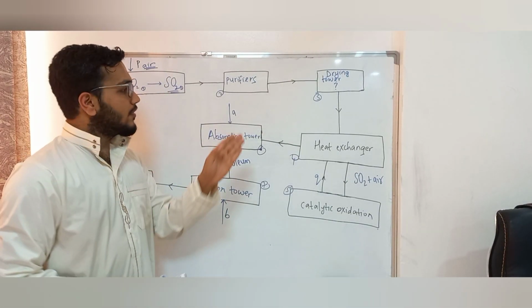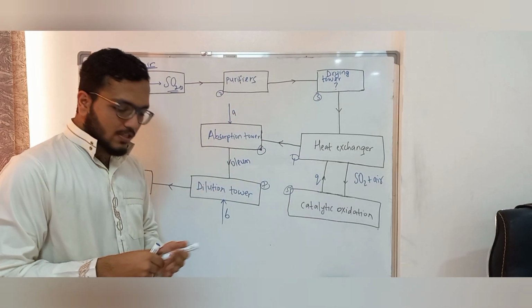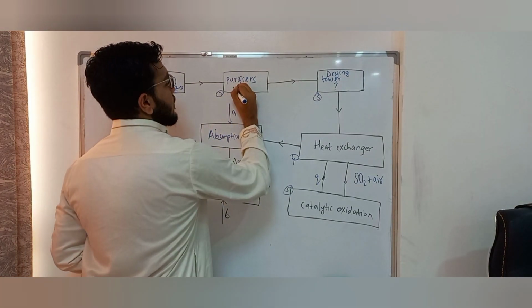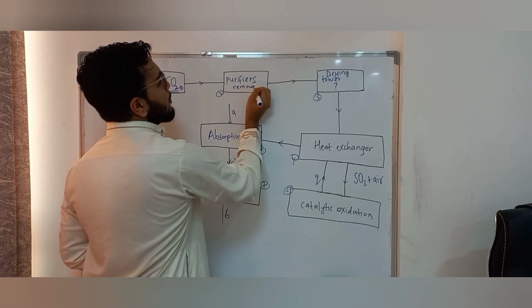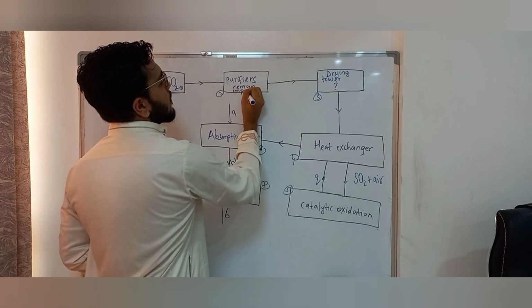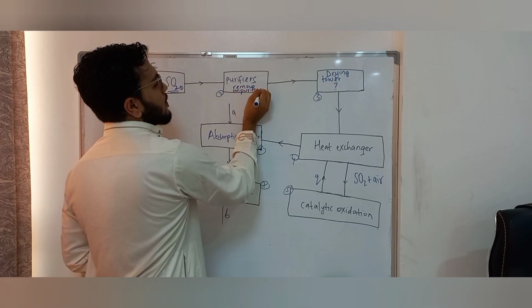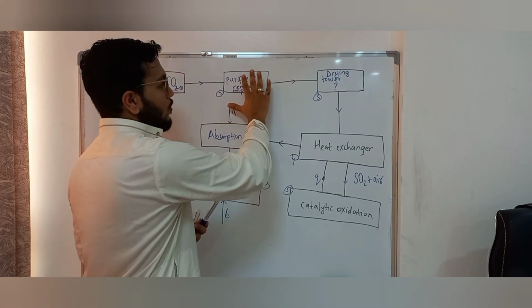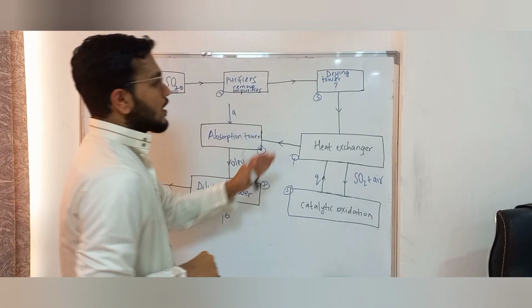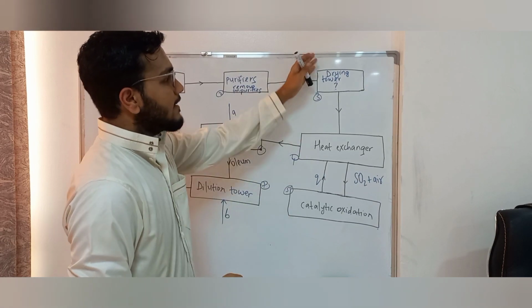So production of SO2, and then we go to purification. Purification, what is the function of purifiers? Remove dust particles and arsenic compounds. Remove impurities, in short, impurities. Filtration or electrostatic precipitation.